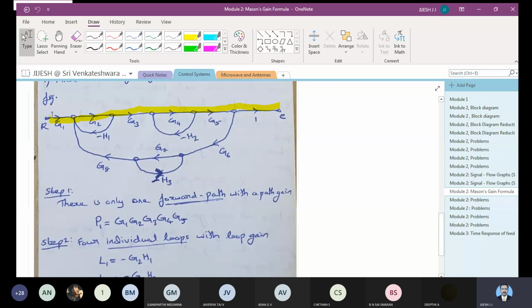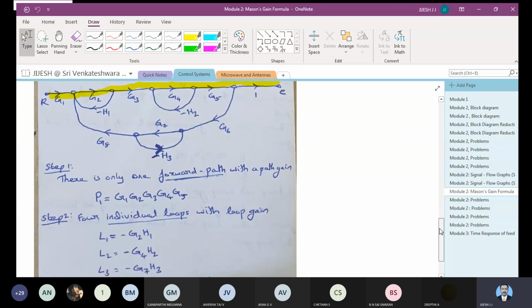So we have understood two things, step 1 and step 2: forward path and loops. Forward path means once you leave a node, you should not come back to that node again. Here, the only possibility is one forward path. A loop is a closed path: once you start here, it should end up here. You should be very careful in identifying the loops. Make sure there is only one forward path and four loops possible. If you are clear with these two steps, the problem becomes very easy.